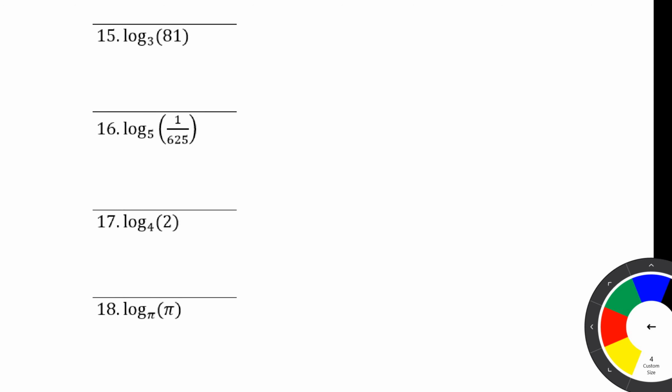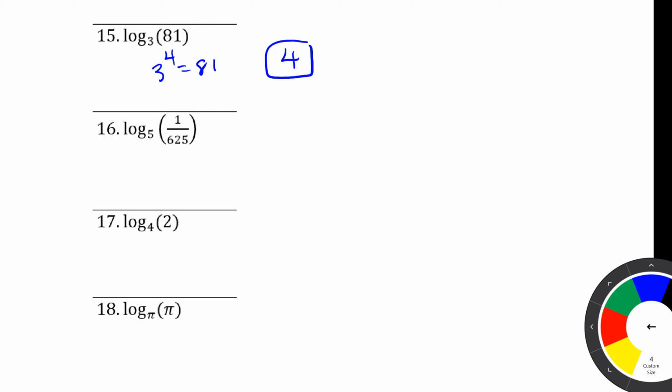Right, 15 through 18 is really just testing, do you know what logs are? And remember, logs we said are the what function, what power function. So what this number 15 is really asking is what power on 3 makes 81? So I know 3 to the 4th power makes 81. So this answer is just going to be 4.